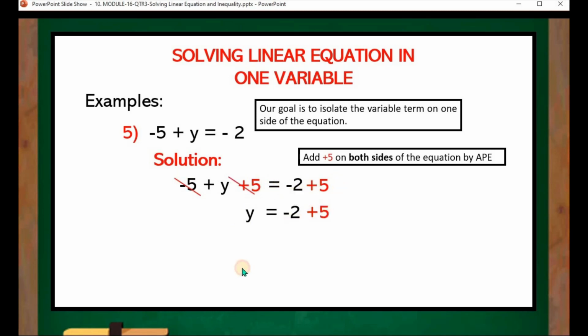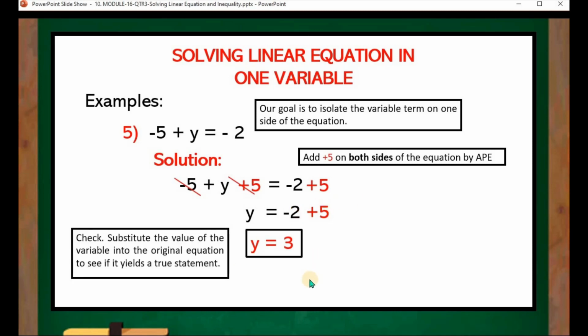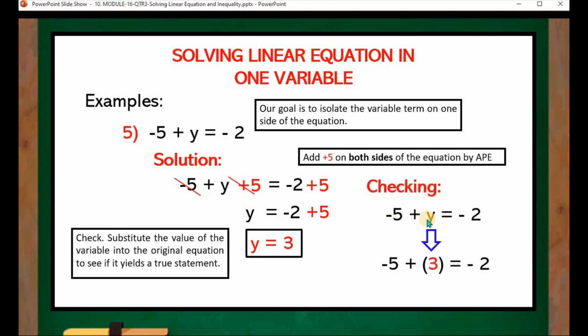Negative 2 plus 5. So, that is positive 3. Different sign. Subtract. Copy the sign of the number with a greater absolute value. Check natin. So, palitan lang natin yung variable ng 3. Negative 5 plus 3. That is negative 2. Different sign. Subtract. Follow the sign of the larger number. So, we still keep the equation balanced. So, yun lang yung tatandaan nyo. Okay?